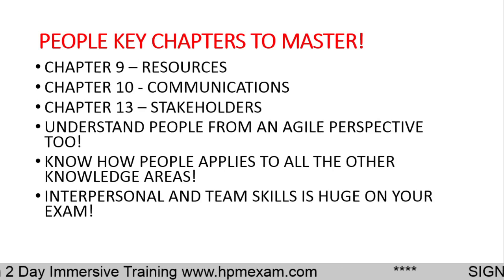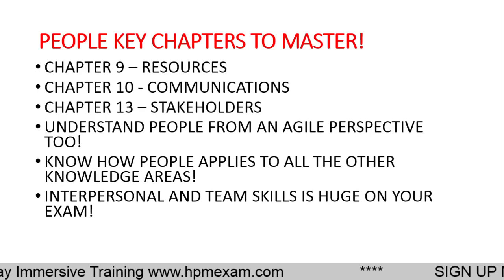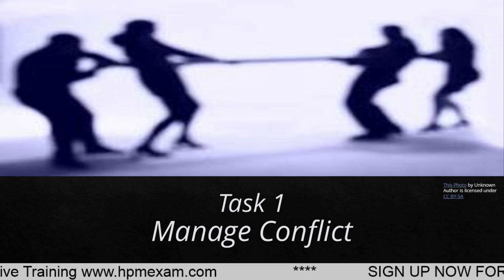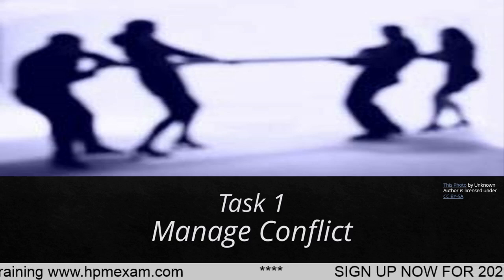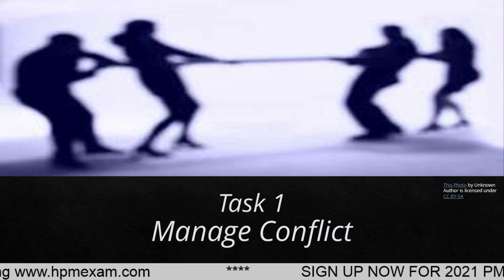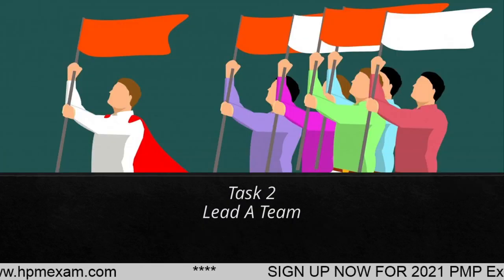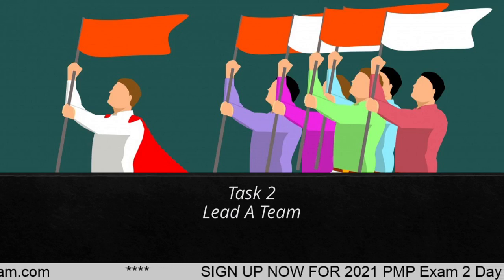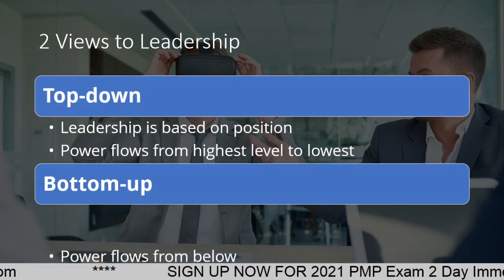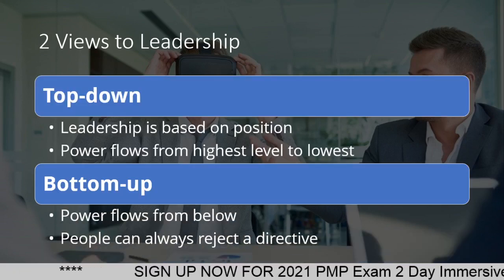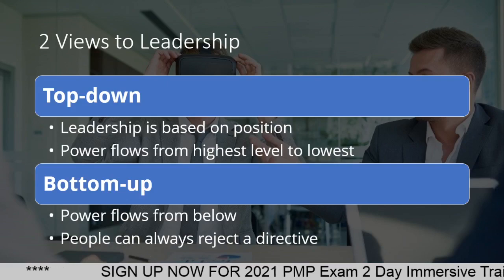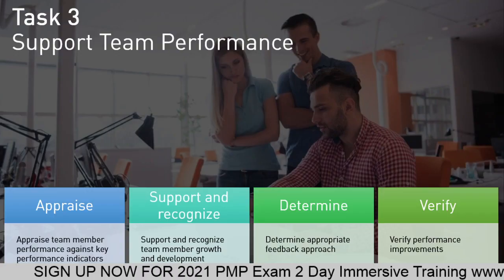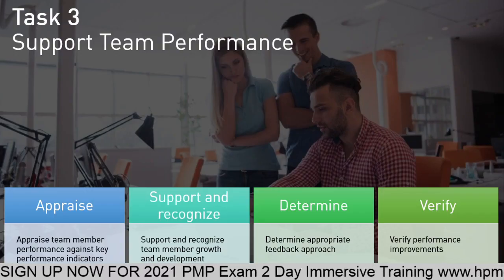Now, going into the intricacies of the people domain, task 1, you need to know how to manage conflict, know the 5 conflict resolution styles talked about by the PMI. Next, understand what it means to lead a team, understand servant leadership, understand all the different flavors of leadership talked about in the PMBOK guide, and understand the Hersey-Blanchard model for leadership, the situational leadership model. Task 3, support team performance. And the way the PMI tells you that you can do this is by appraising team member performance against KPIs and really helping to ensure that the team is improving in some way. They are developing, they're getting better.